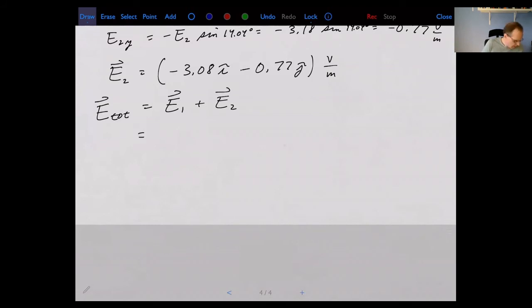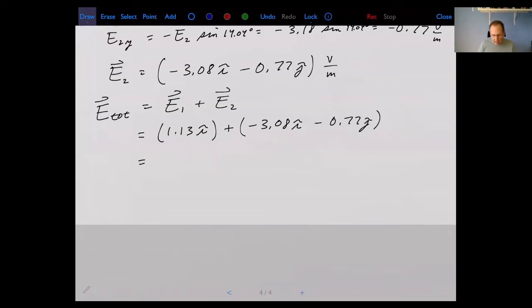Well, we know what E1 and E2 are, right? Remember, E1 was 1.13 I hat, and then E2 was negative 3.08 I hat minus 0.77 J hat. So if I combine the I's, combine the J's, there's only one J, don't have to really do much. Let me grab my calculator. In this case, this is going to be 1.13 minus 3.08. So it'll be negative 1.95 I hat.